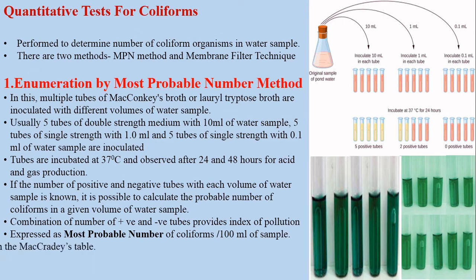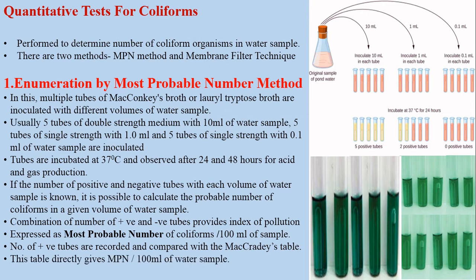To determine the MPN, the number of positive tubes are recorded and compared with the standard McCrady's table. This table directly gives the MPN value per 100 ml of the water sample. The potable water, that is the water that is used for drinking purpose, should not contain more than 2 coliforms per 100 ml of the water sample.